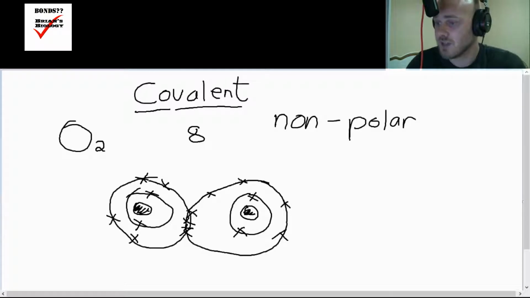Let's look at one more example of that, and we're going to look at H2. Okay, and that is hydrogen. In order to draw hydrogen, we need to remember the atomic number is 1, so that's 1 proton and 1 electron. There it is.